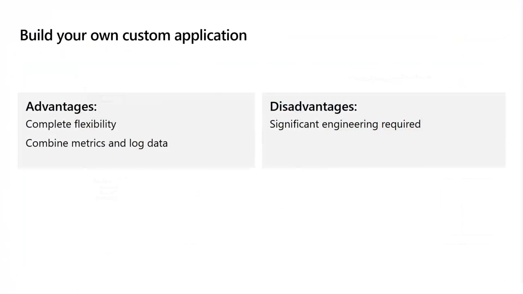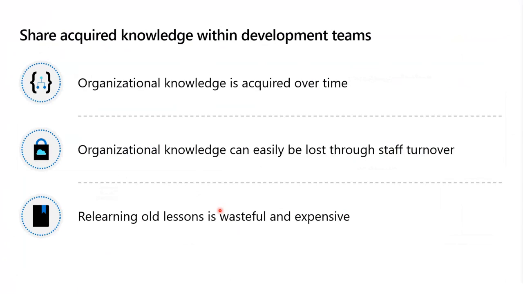Now, when we are sharing knowledge with teams, remember, this is about continuous feedback. The module name is about continuous feedback. So we can also get feedback from our internal team. There is something known as organizational knowledge, which is acquired over time. So we need to create documentation, or we need to provide information about what's going on for the future. Relearning all lessons is wasteful and expensive. And organizational knowledge can easily be lost through staff turnover.